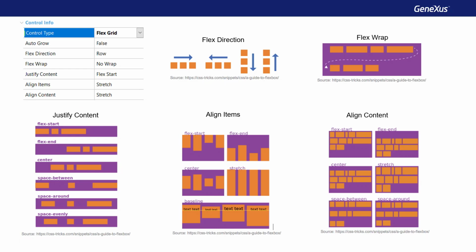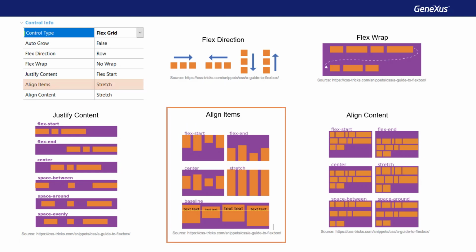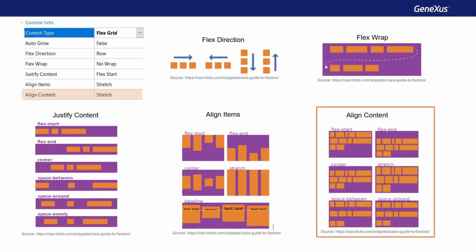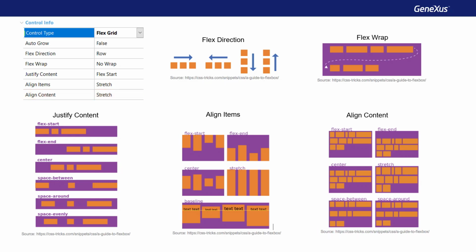Align items defines the alignment of the elements in the rows: vertical alignment if flex direction is specified as a row, and horizontal alignment if flex direction is specified as a column. Align content allows aligning the row when there's additional space in the container. These properties also apply to the flex control, which is a flexible container that we'll see in a moment.